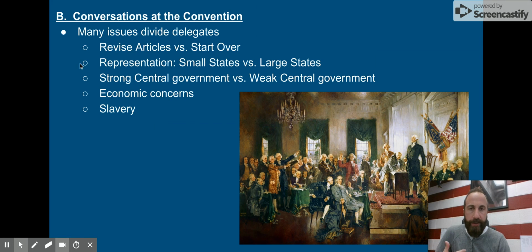So everybody agrees that there's a problem with the Articles. What they don't agree on is what to do about that problem. There's debate on, do we just revise the Articles and try and fix what we already have and make them better, or do we just scrap them and start all over again? That argument gets solved pretty quickly. We're going to get rid of the Articles and we're going to start something different, something new.